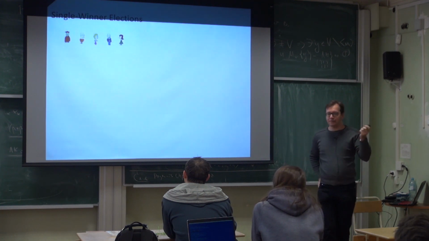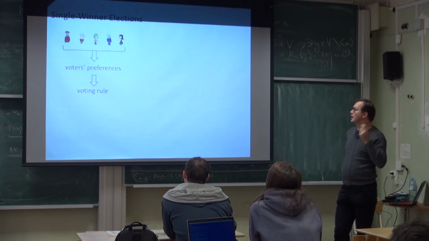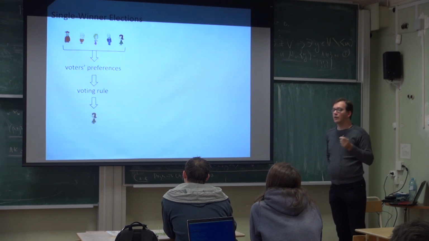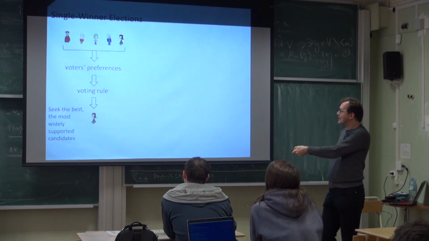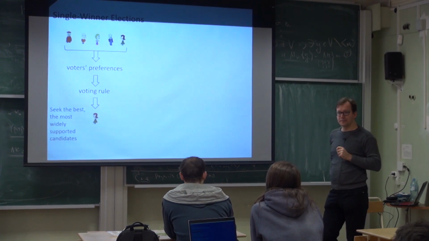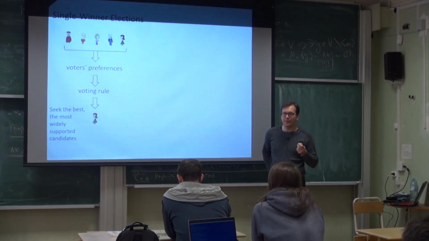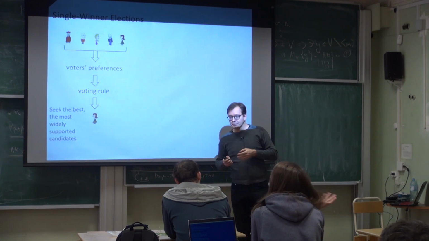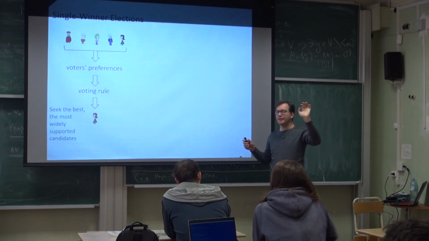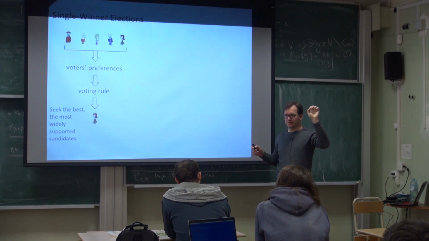In single-winner elections, we have our set of candidates. They have some preferences, usually preference orders, there's some voting rule, and eventually we have a single winner. We're seeking the best, the most widely supported candidate. Usually this is impossible, and this is essentially the only tension that we have in single-winner elections. You can have someone who is ranked very highly by, let's say, a majority, but is despised by a large minority of voters.